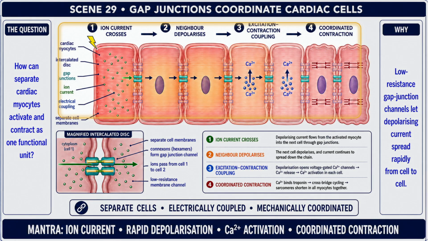In cardiac muscle, that direct pore becomes electrical coupling. Depolarizing current in one myocyte passes through gap junctions at the intercalated disc and enters the next cell. If the neighboring membrane reaches threshold, it depolarizes as well, and the wave continues down the chain.